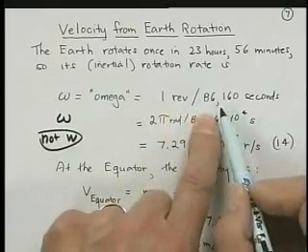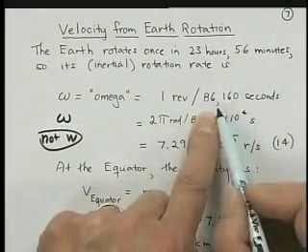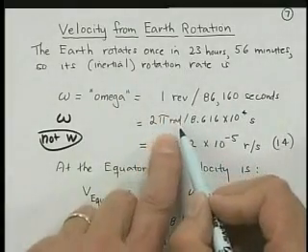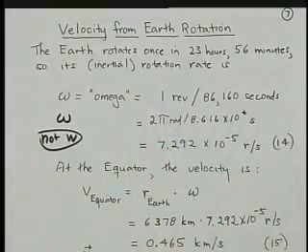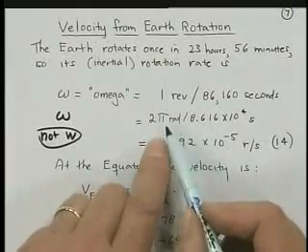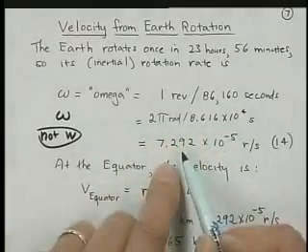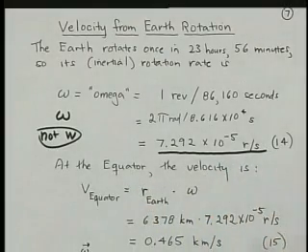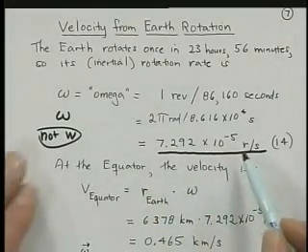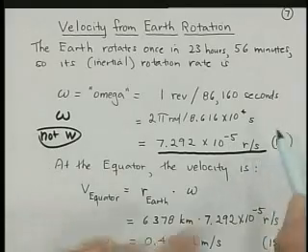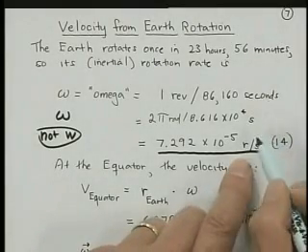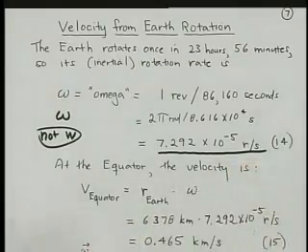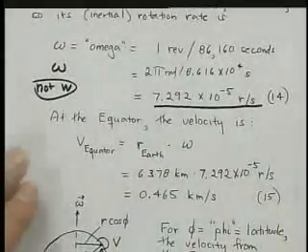We have 1 rev in, if I take 23 hours and 56 minutes, that's 86,160 seconds. And 1 rev means 2 pi radians. And I want to get my answer in radians per second. So I put in 2 pi divided by seconds. And I get this very tiny, this is a very slow rate, of course, 7.292 times 10 to the minus 5th radians per second. Sometimes we'll abbreviate radians as just plain little r, and s for seconds, sort of standard AIAA notation.